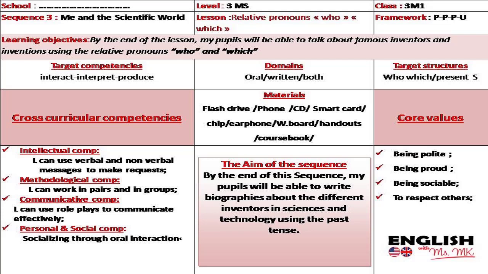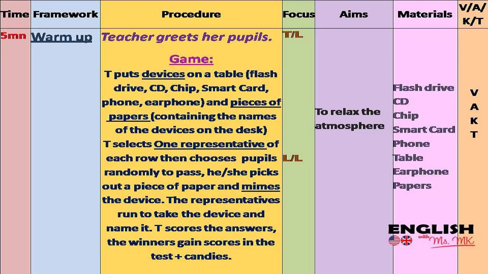So here we move directly to the first step of the lesson plan, which is warm up. And here I'm going to explain to you this activity or this game. So I'm going to put devices on the table. Of course, my devices are going to be related to the sequence. So I put devices on the table, as I told you, flash drive, a chip, CD, and so on, and pieces of paper containing the names of the devices on the desk.